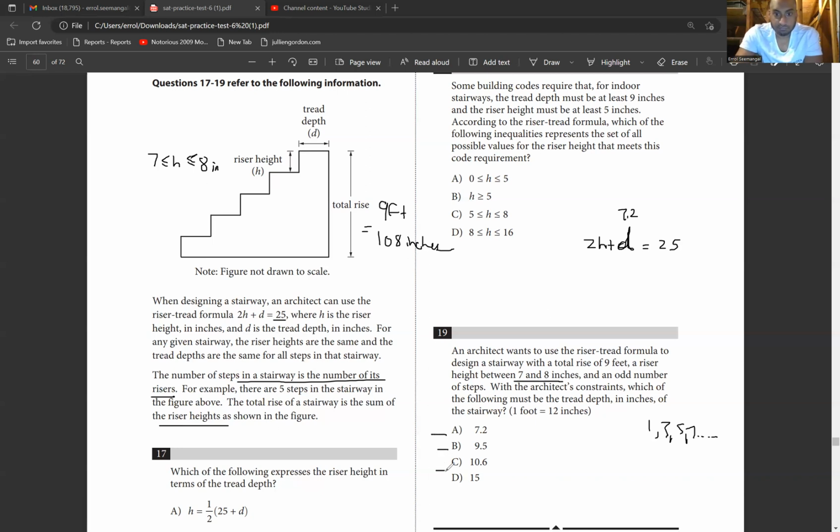How can we test these 4 solutions? Plug it into the equation. Yeah. So which of the following must be the tread depth, which is D? We plug it in there. Do we use 25 or do we use 9? I'm not sure on this one. I think the answers have explanations. I'm going to look and see if I can find it.